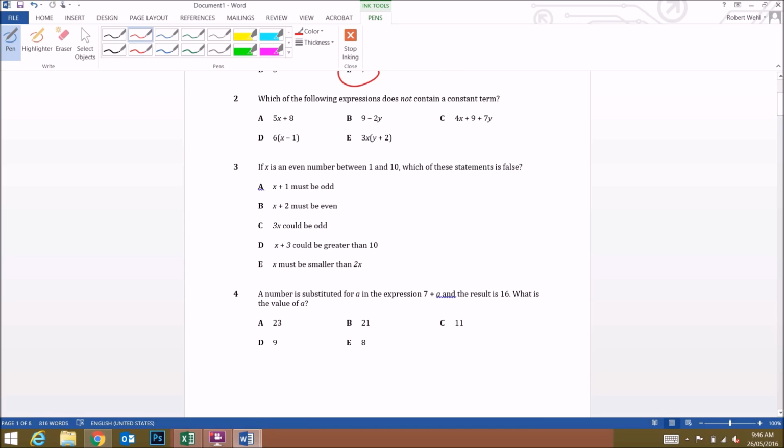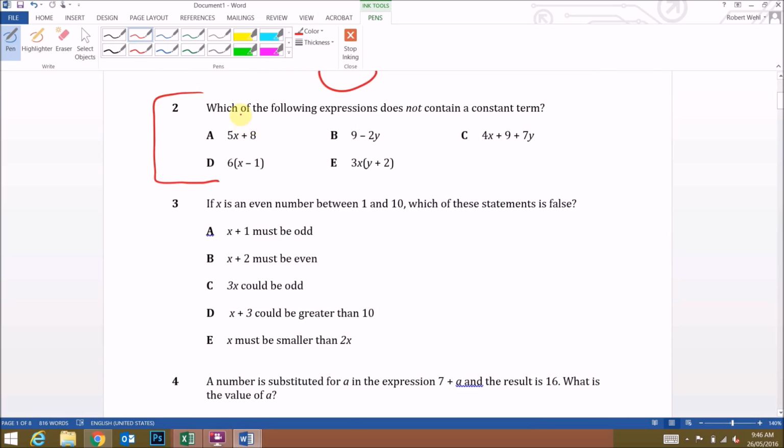Question 2, which of the following expressions does not contain a constant term? Remember, a constant term is a number by itself. Okay, this one's a little bit tricky because what you actually have to do is simplify the expressions before you can find your answer. So 5x plus 8, that does contain a constant term, definitely, because we can't simplify it any further. This one, 9 minus 2y, does contain a constant term, because once again, we can't simplify it further. It's the same with C. We can't simplify this any further, and it's got the 9 there, which means it does contain a constant term.